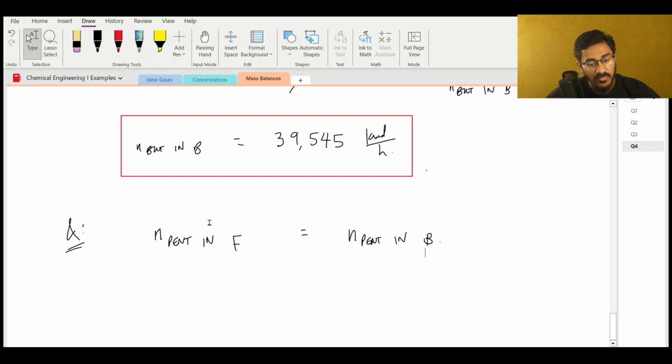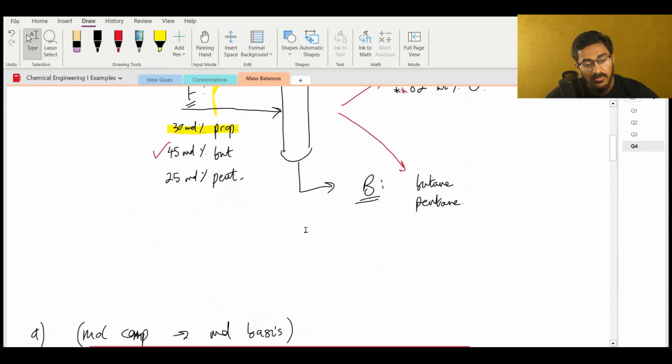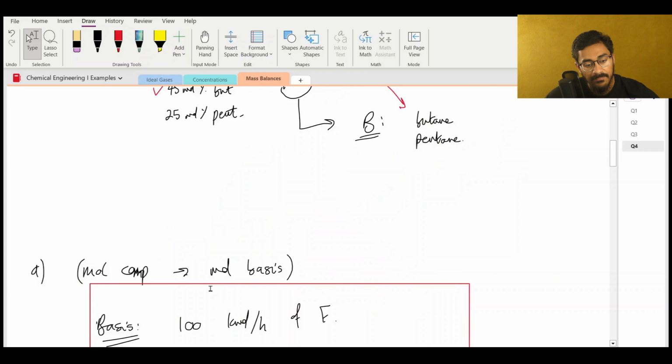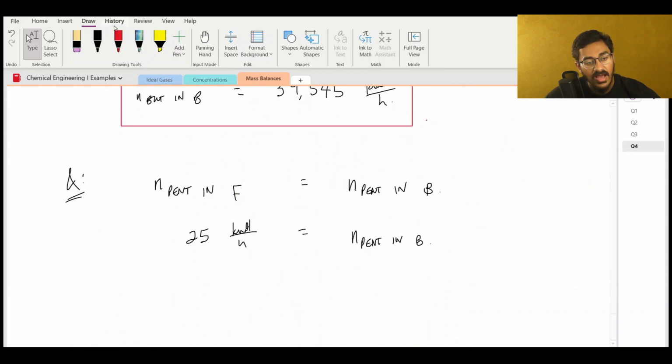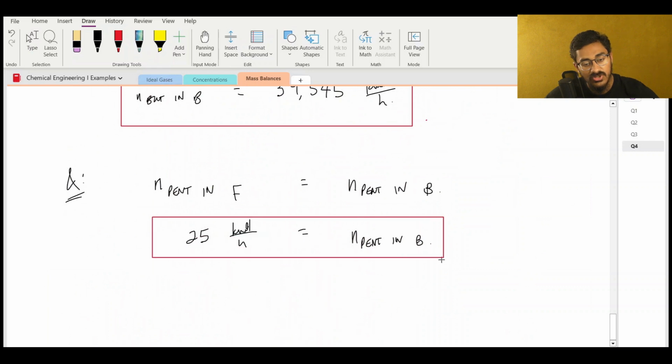And so the number of moles of pentane in F was 25, I believe. I'll go up and double check that now. 25 kilomoles per hour is equal to the number of moles of pentane in stream B. So let's just go up and check that. How many moles of pentane were in the feed? Yes, 25. Okay. And so do you agree that I now know the entire composition of the bottoms stream?